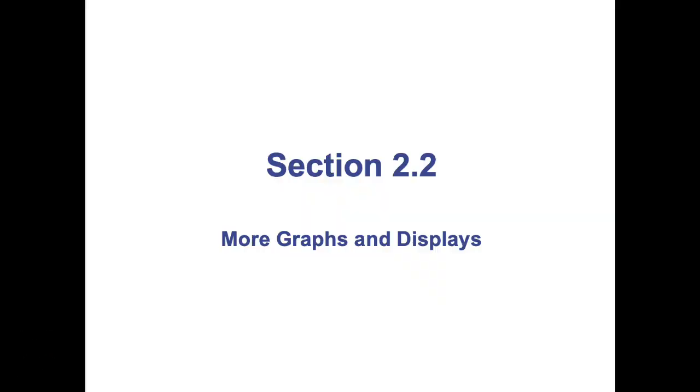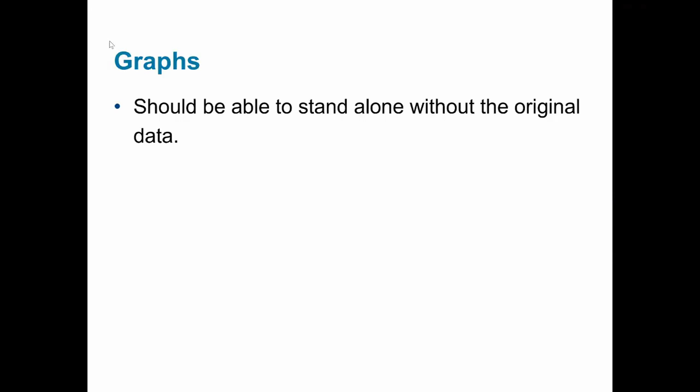So in this section, section 2.2, what we're going to start talking about is what that picture should look like. Remember, our whole goal in chapter 2 is trying to build a picture of a data set, because a picture is worth 1,000 words. A graph is just a picture of our data, basically. A graph needs to be able to stand by itself without the original data set. In other words, you should have enough information looking at that graph to tell you what that data set measured and what the data looks like.